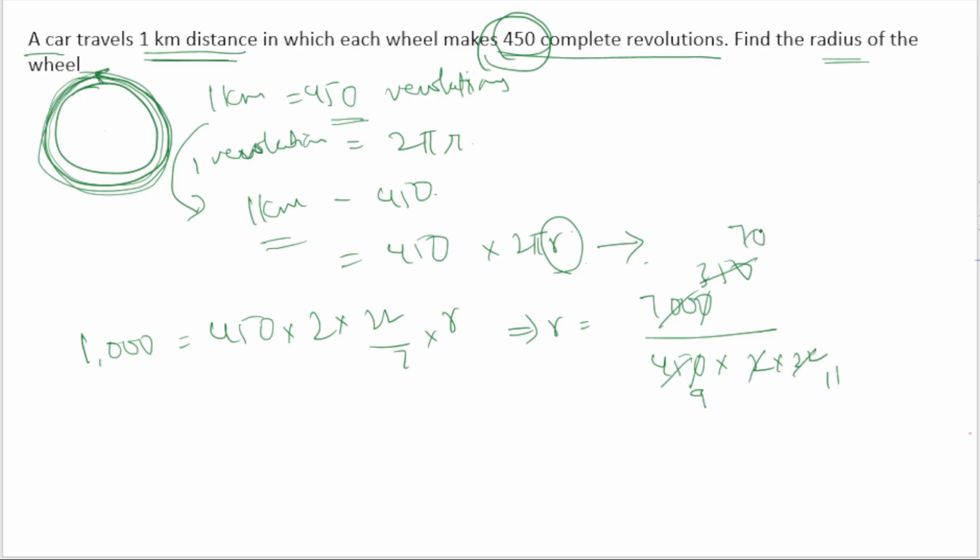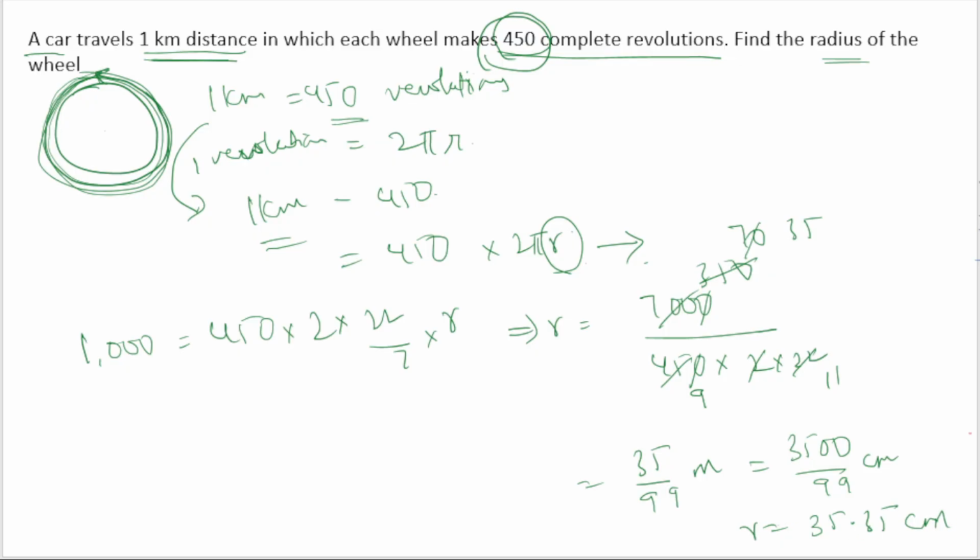Here 2 into 11, 2 into 35. Here we'll get r is equal to 35 divided by 99. This is in meters. If we convert this in centimeters, we'll get 3500 divided by 99 centimeters. If you simplify, we will get 35.35 centimeters. This is equal to the radius of the wheel.